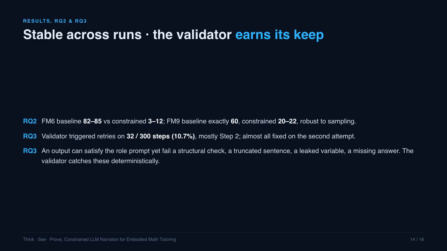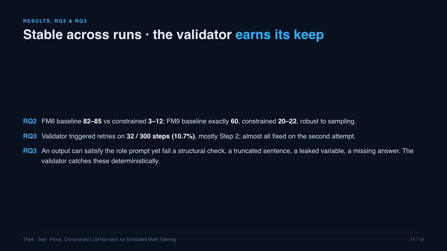Let me zoom back out to summarize research questions 2 and 3 together. On consistency, across the two independent runs the reductions are stable. Over-explaining ranges from 82 to 85 in the baseline versus 3 to 12 when constrained. Jumping ahead is exactly 60 in both baseline runs and 20 to 22 constrained, so the improvements are robust to temperature sampling, not a one-off.